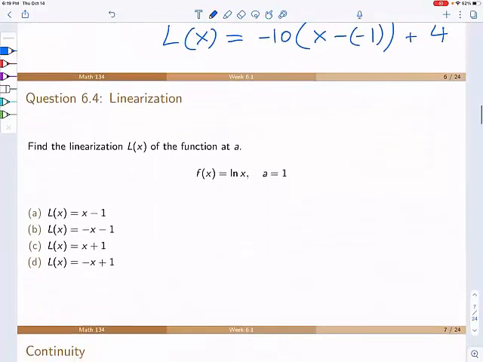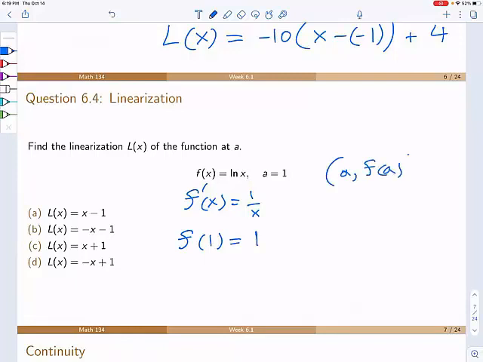All right, here's another example. So this time we have our derivative as 1 over x. And then we'll go ahead and plug in the a value that they gave us, which is 1. So 1 over 1 just gives me 1. And then the point, a comma f of a. So this time around, that's equal to 1. And if I plug in 1 to the ln function, I just get 0 out of the deal.